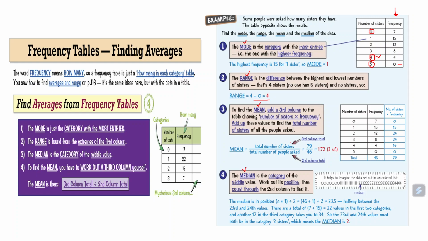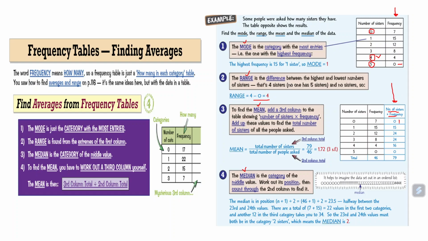Then we look at the mean. Looking at your mean, to solve for the mean, we need to create another column. The column you create will be labeled number of sisters times frequency. As such, 0 times 7 will give us 0. 1 times 15 will give us 15. 2 times 12 will give us 24. 3 times 8 will give us 24. 4 times 4 will give us 16. And 5 times 0 will be 0.